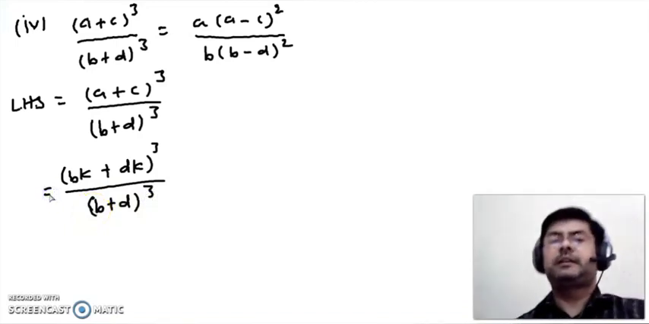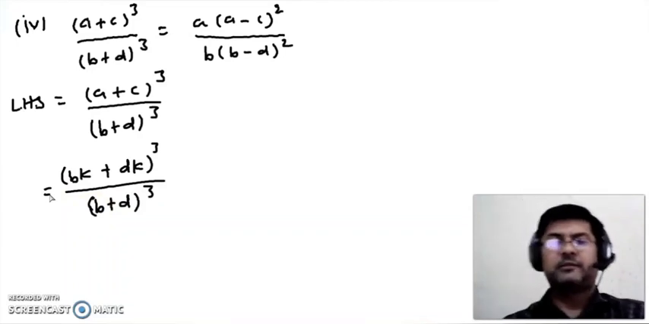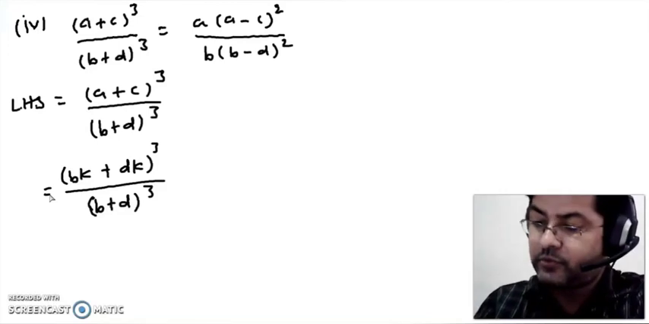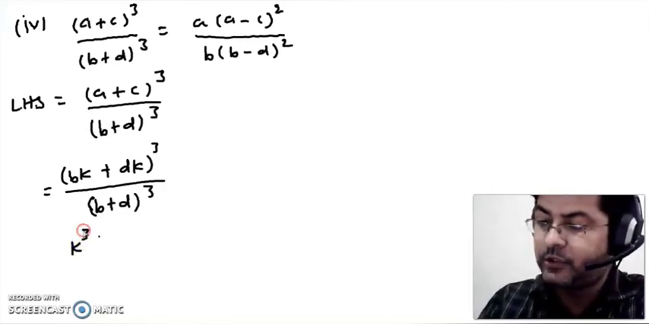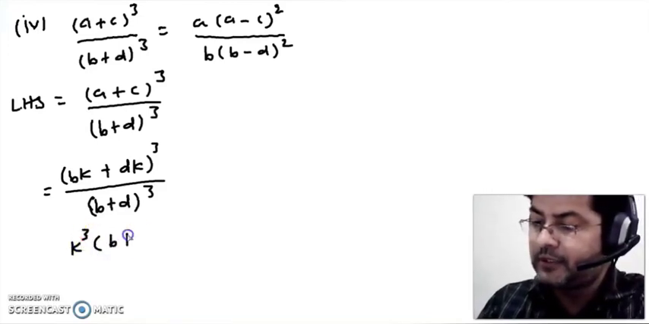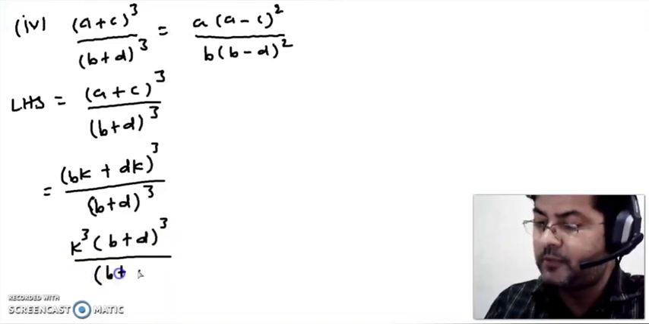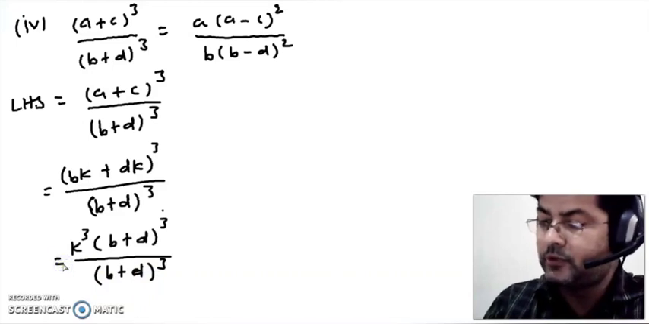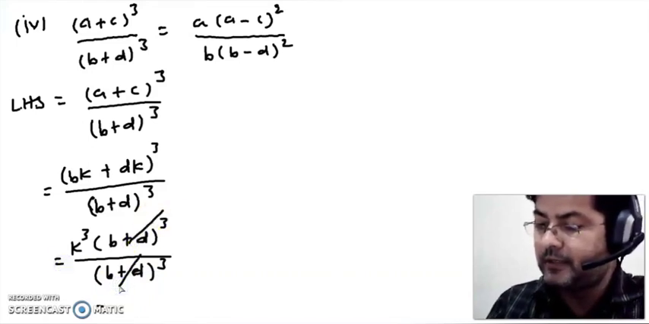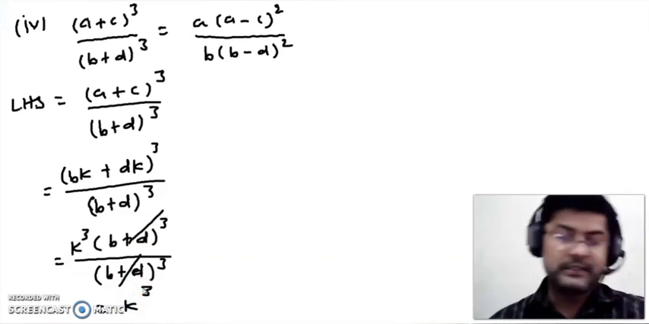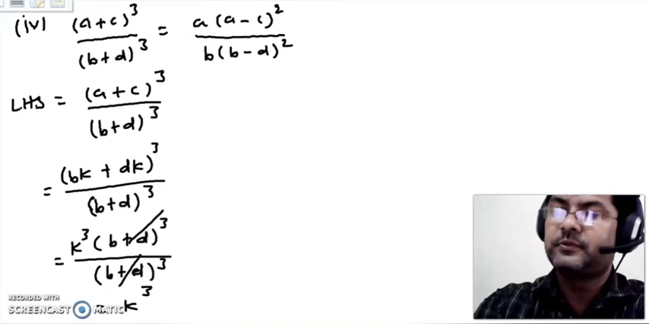So when you take k common, since the bracket is cubed, k cube will come out. So we'll write in the numerator k cube into bracket what is left, b plus d, the whole cube, upon again we have b plus d the whole cube. Yes or no? Okay, so we can reduce this bracket and we are left with k cube. Now we'll take the right hand side and substitute the values.